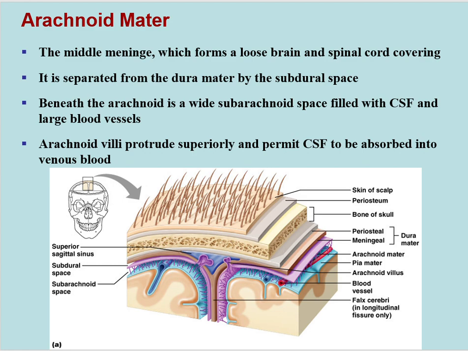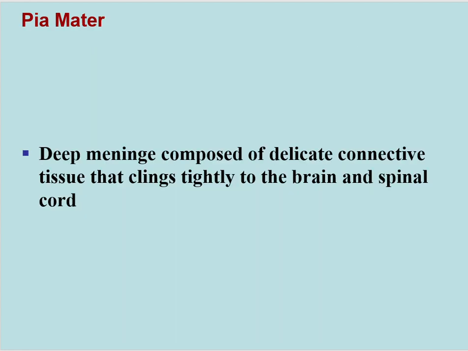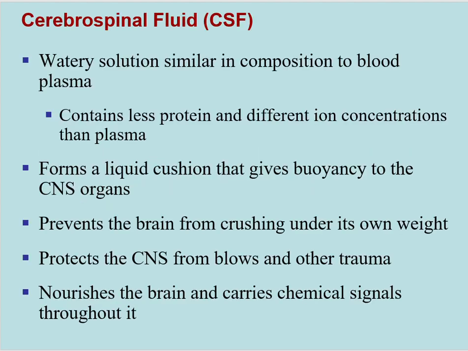There's also arachnoid villi that protrude superiorly into dural sinuses, and that permits cerebrospinal fluid to be absorbed into venous blood. And then we have our pia mater, the deepest meningeal layer that is very delicate and fragile and clings tightly to the brain and spinal cord.